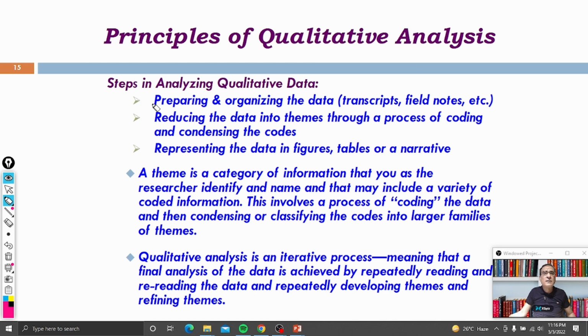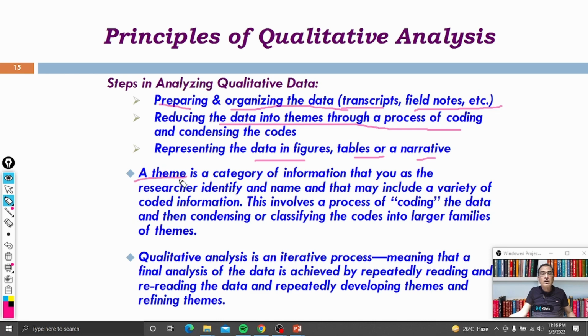Principles of qualitative research. Step: prepare and organize the data. So you will transcribe. You will take the recording and then you will transcribe it using various software. Dragon and Google are very popular, and field notes and other diaries are also used for collecting. Reduce the data into themes through the process of coding and condense the codes. So you will reduce the data into themes by coding the data and condensing the codes. Then represent the data in figures, tables, or narrative.